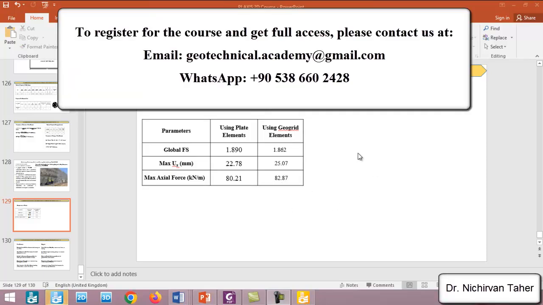So as a conclusion from this comparison, both plate element and geogrid element can simulate the soil nail in PLAXIS 2D, while it is recommended that plate element be used for modeling these types of reinforcement.